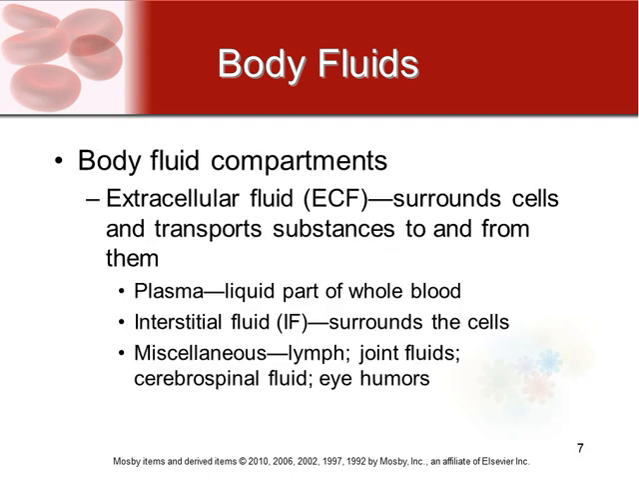So body fluid in compartments. If you remember, the first picture showed the person separated out into the different compartments. First there's extracellular fluid. This is the fluid that surrounds the cells and transports substances to and from them. So this is things like plasma. Remember, plasma was the liquid part of your blood. There's interstitial fluid, that's the fluid that surrounds each cell. And then there are some miscellaneous fluids. This is your lymph, your synovial fluid, your cerebrospinal fluid, or the fluid in your eye, just random other miscellaneous places throughout the body.